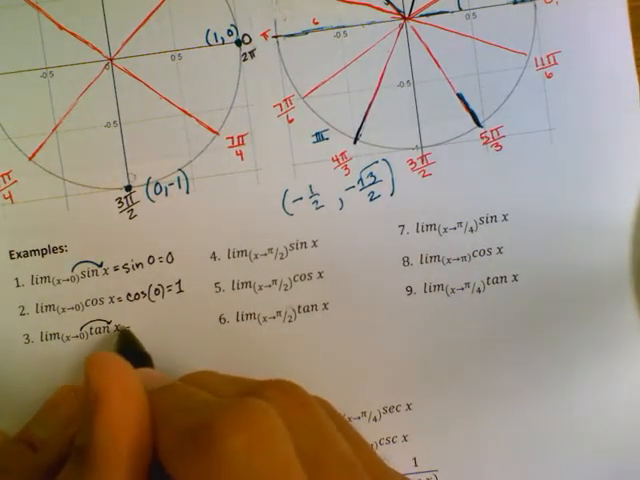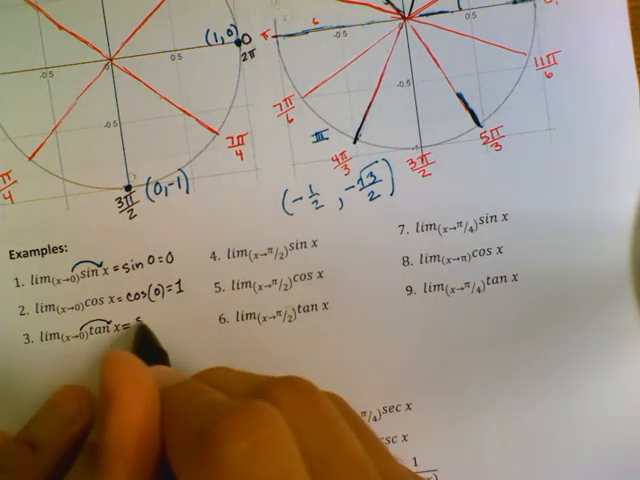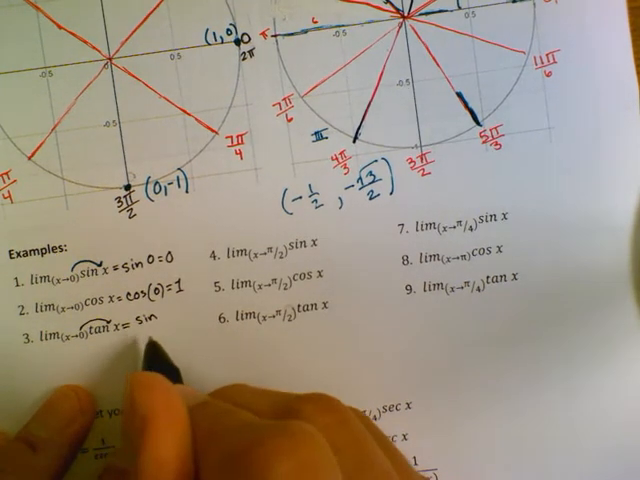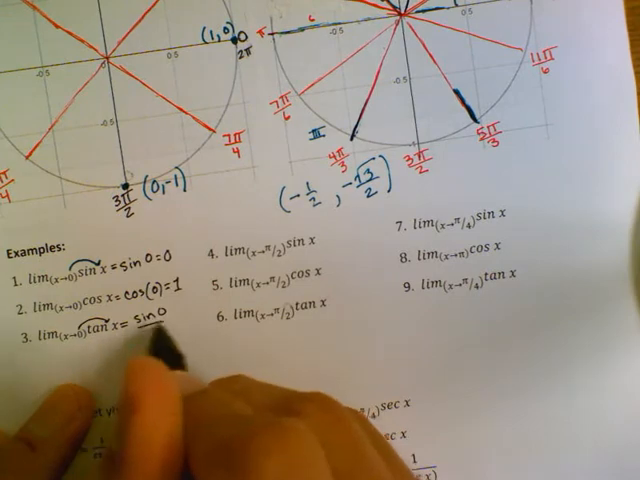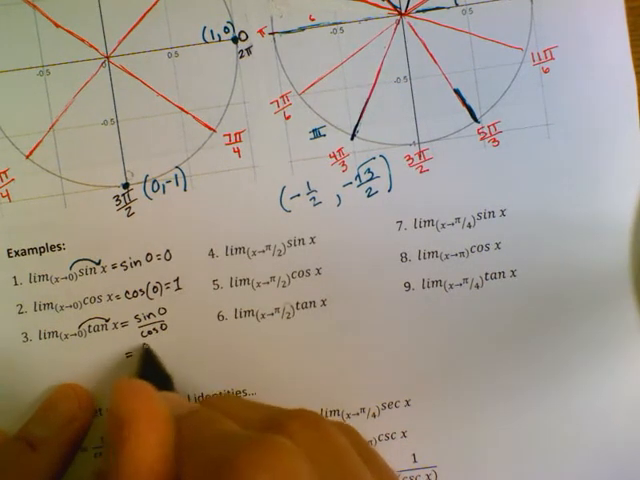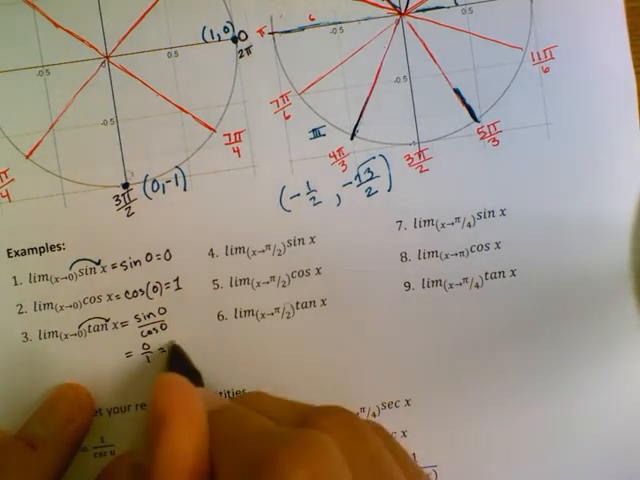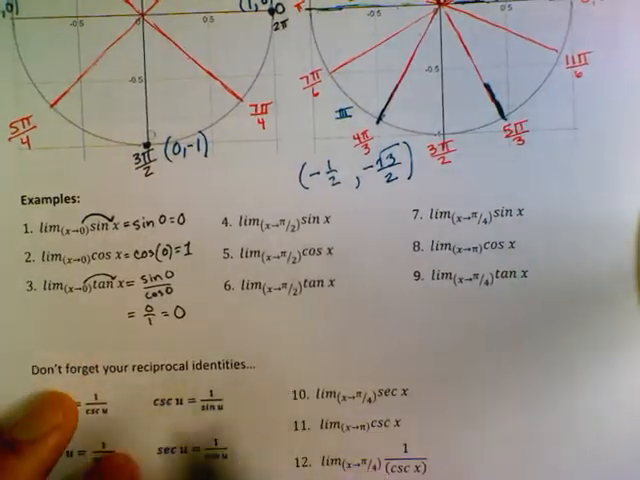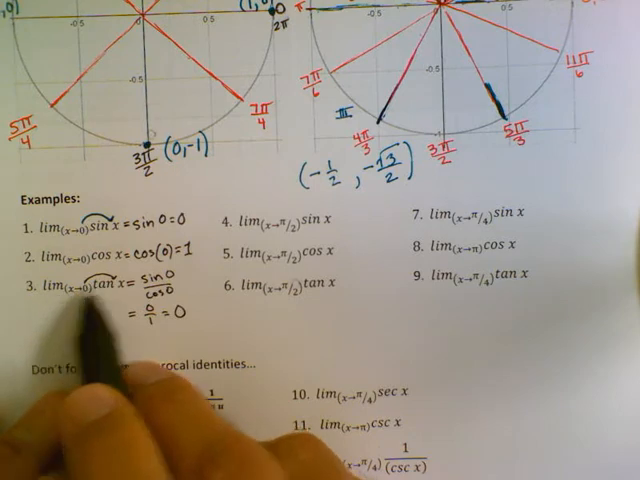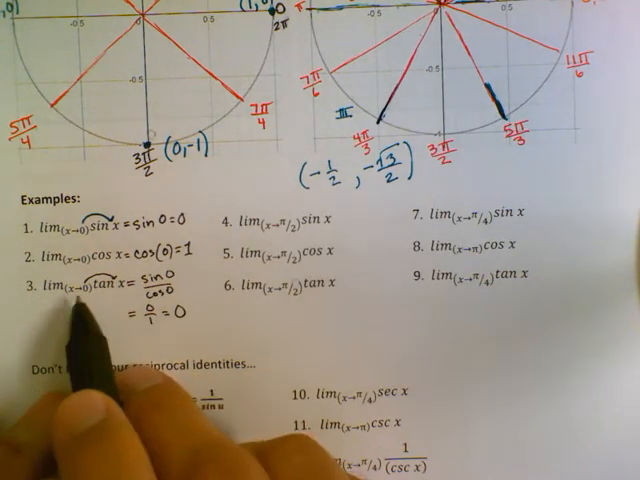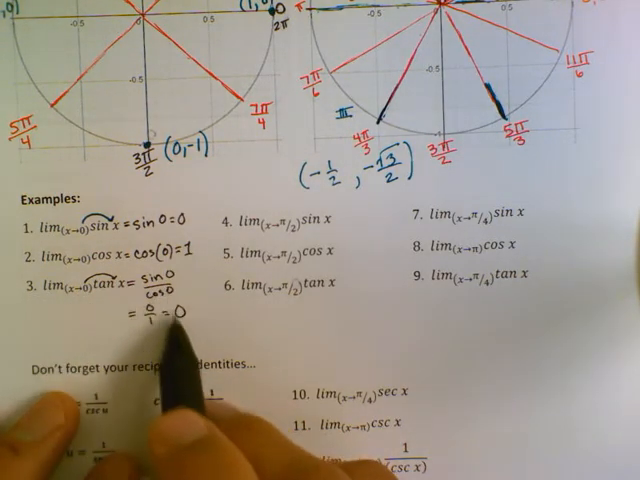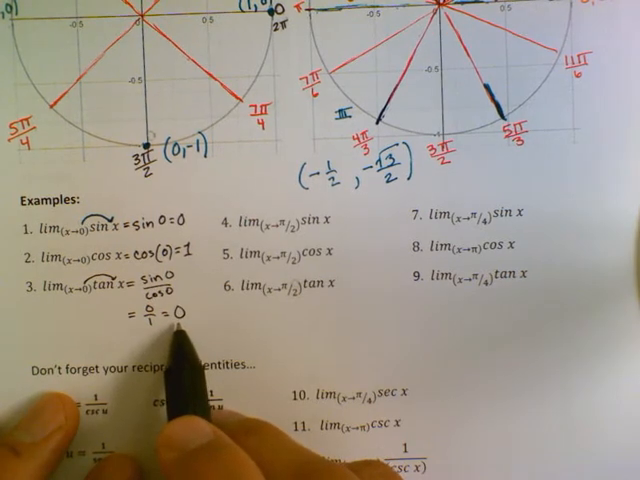Whoa, tangent. We haven't talked about tangent. Well, the definition of tangent is sine over cosine, so we're going to be thinking of sine 0 divided by cosine 0. Thankfully, that gives us a 0 on top and not a 0 in the denominator. So our answer for the limit of tan x as x approaches 0 is 0. Okay?